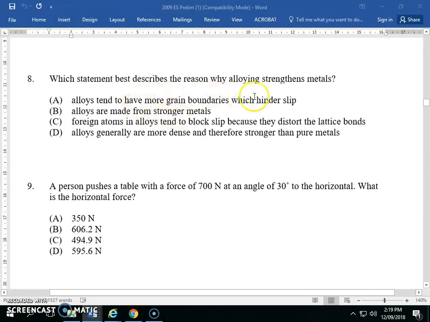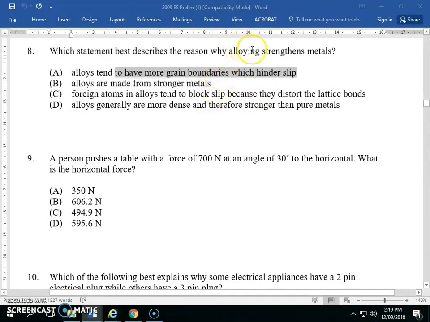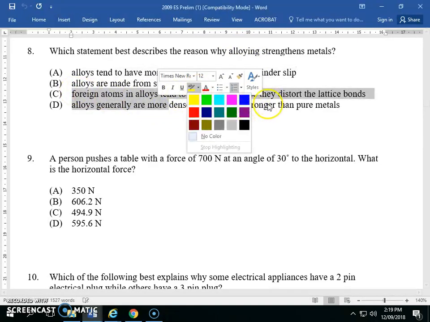Okay, which statement best describes the reason why alloys strengthen metals? Another good question. Yeah, we've talked about this. We've talked about how alloys strengthen and harden, and also how work hardening strengthens and hardens. They have more grain boundaries because of work hardening. Work hardening creates more grain boundaries. Yeah, but that answer would be true for work hardening. One of these here is true for alloying. It's where we have additional foreign atoms which prevent slip.